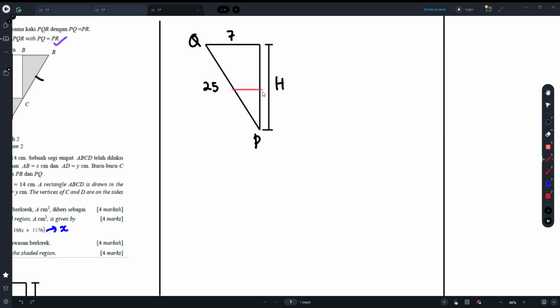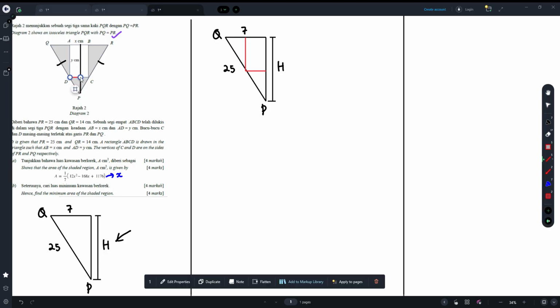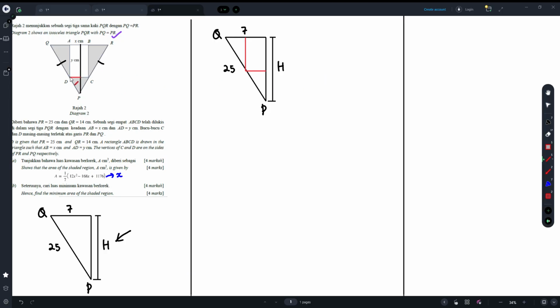So this is the rectangle inside the triangle. Because I'm only taking half of the full triangle, I'm just showing the half of the rectangle. This is the red line I drew here, and this is the red line that I drew here. This one, this red line. I hope you guys can follow that.